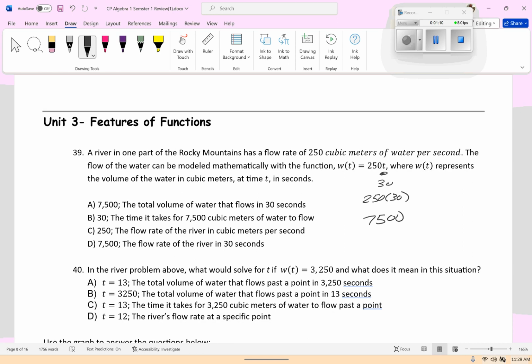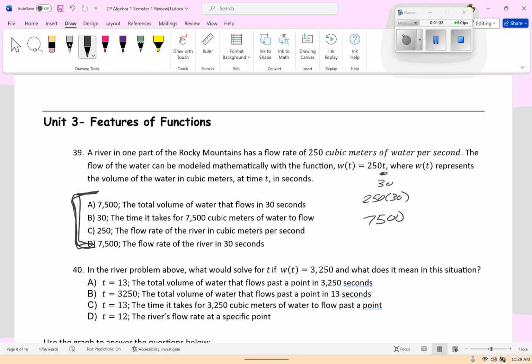30 what? Seconds? 30 seconds. The time it takes 7,500 meters of water to flow. That could be it too. 250, the flow rate of the river in cubic meters per second. That also could be correct. 7,500, the flow rate of the river in 30 seconds. So all of these could be presented as the correct item.